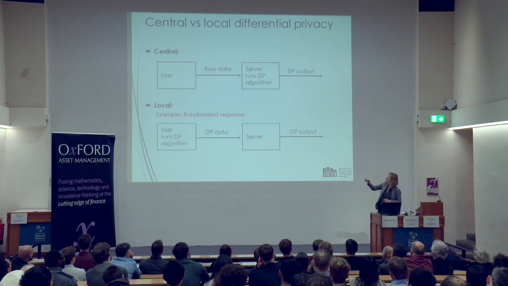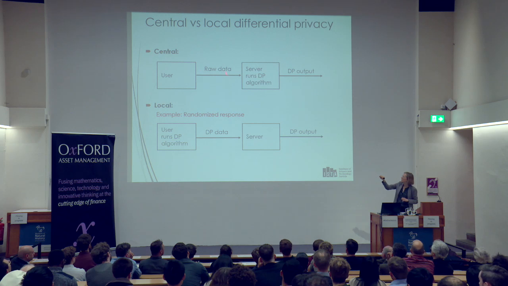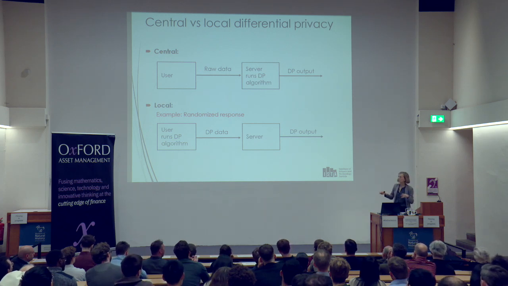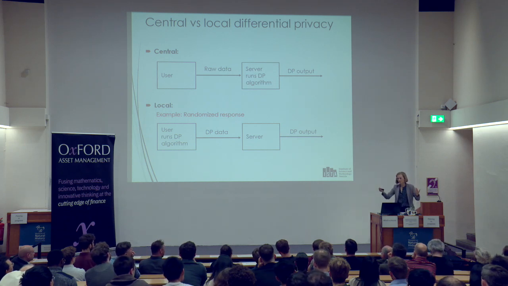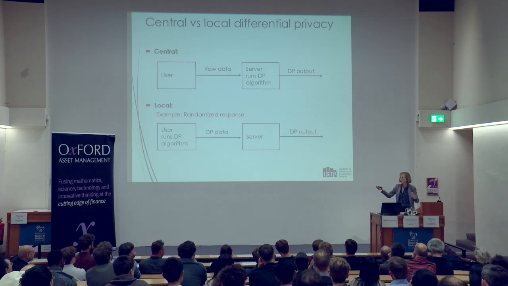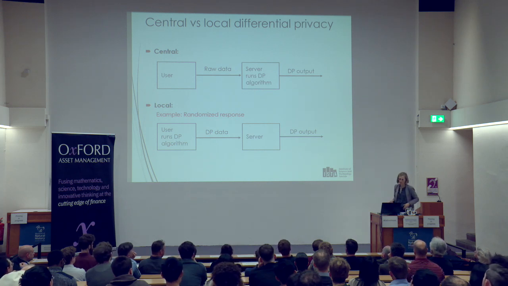In this talk, I will talk about the central model, apart from randomized response, just because it's easier and there was more work in the central model. But of course, now there's also lots of work done in the local model, because that's very often what happens when internet companies are collecting data about their users. It's in the local model where the user's machine or iPhone is sending this differentially private data to the server.